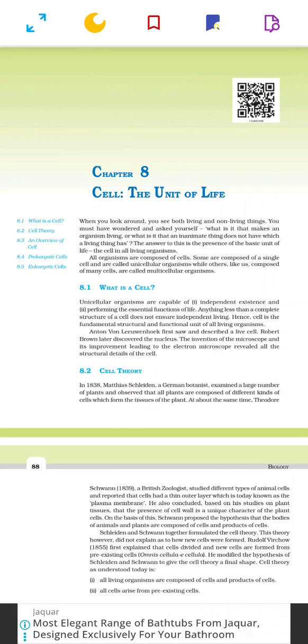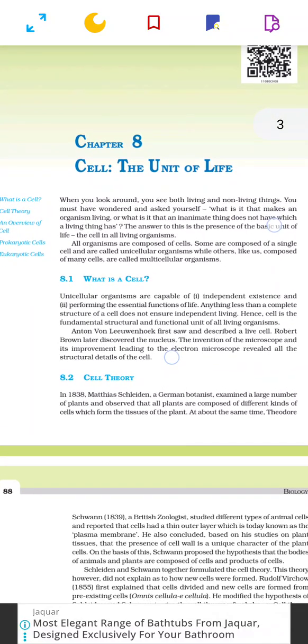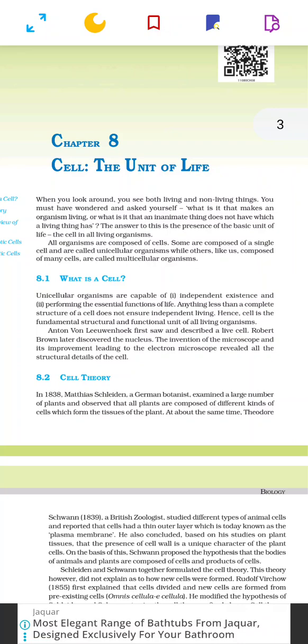Chapter number 8, Cell, the Unit of Life. When you look around, you see both living and non-living things. You must have wondered and asked yourself, what is it that makes an organism living, or what is it that an inanimate thing does not have which a living thing has? The answer to this is the presence of the basic unit of life, the cell, in all living organisms.